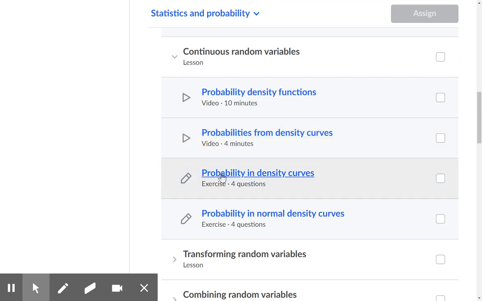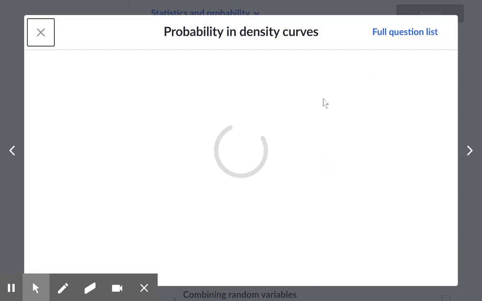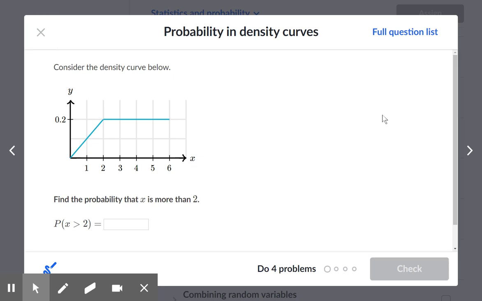So let's look at probability in a density curve. Consider the density curve. The things that you need to understand about a density curve. Number one, area under the curve. This density curve is like a distribution. It goes from 0 to 2, and it rises like this, and then it flattens out.